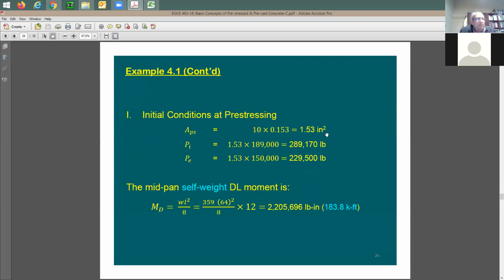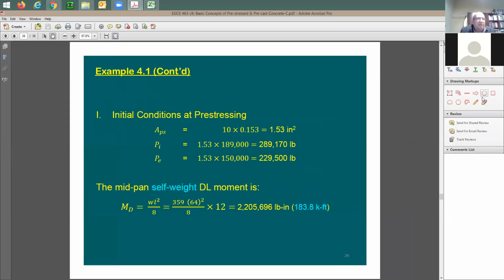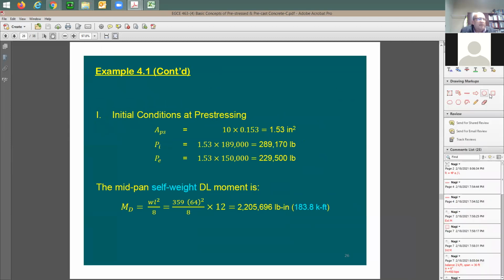So in this example, we said here's the initial condition, and I put it as number 1. Here's item number 1 analysis. So what did we do? We say initial pre-stress condition and the pre-stressing. The cross-section area of the pre-stress strands is the same. It's not going to change. PI is going to be this number, the cross-section area multiplied by 189. PE is going to be times 150. So this is going to be the initial, and this is going to be the final.